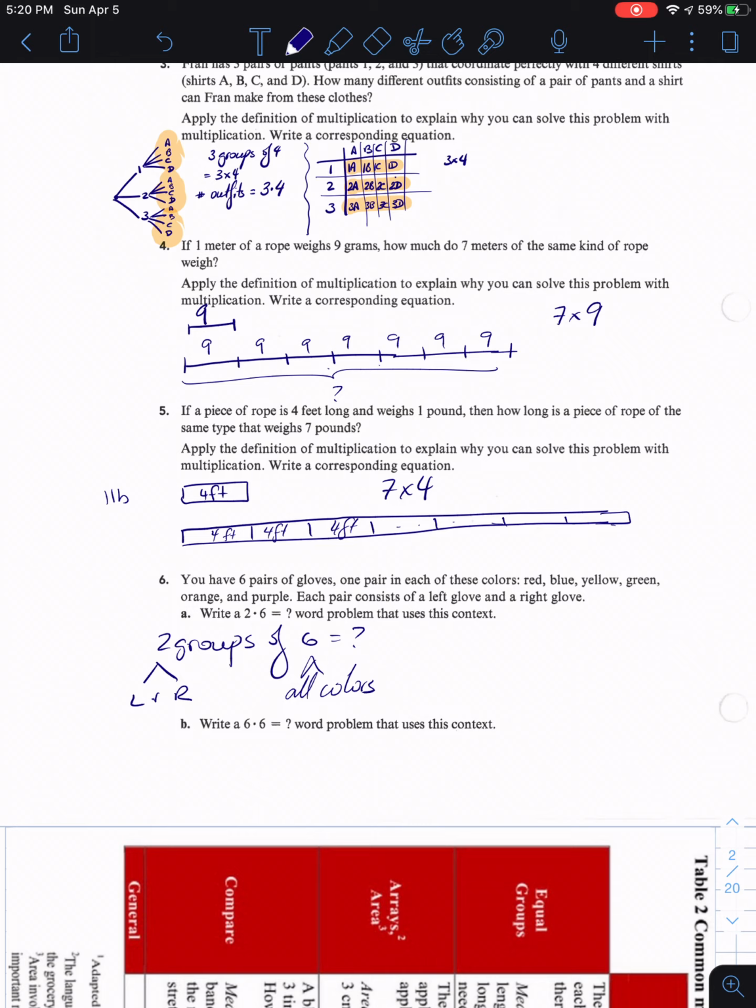All right, and then if we have 6 times 6, we need 6 groups of 6 gloves each. Okay, so we need to have potentially a choice of 6 and then another choice of 6. We could say, if you choose the left glove to be one of the colors and the right glove to be one of the colors, how many different pairs of gloves could you have, right? So this would be different pairs of gloves.